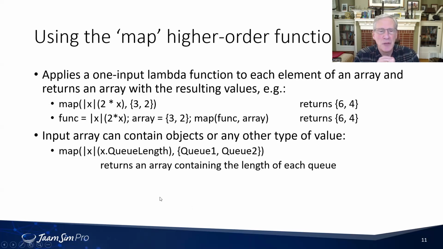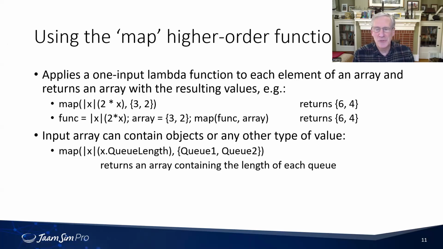So the map function is pretty much the simplest one. It applies a Lambda function to each element of the array. So in the example here, the Lambda function is 2 times x, where x is a single argument, and it's being applied to the array containing the numbers 3 and 2, and it's returning another array containing the values that were created by applying the Lambda function. So in this case, 3 multiplied by 2 is 6, 2 multiplied by 2 is 4, so the returning array is 6 and 4. And the line below that shows just another way of doing it, defining a local variable func, which is assigned to the Lambda function, assigning a local variable array to the array 3, 2, and then it returns the map function applied to the function and the array.